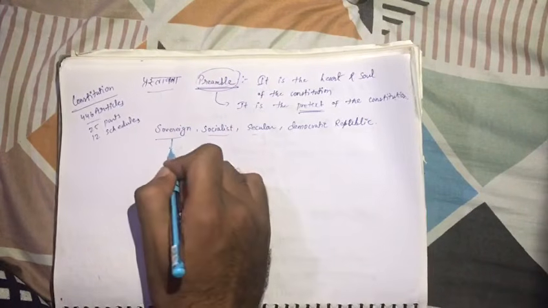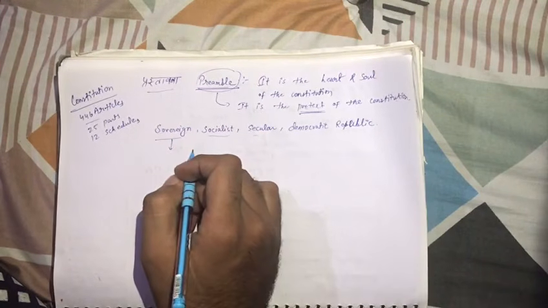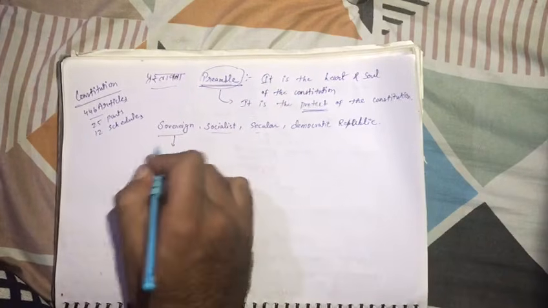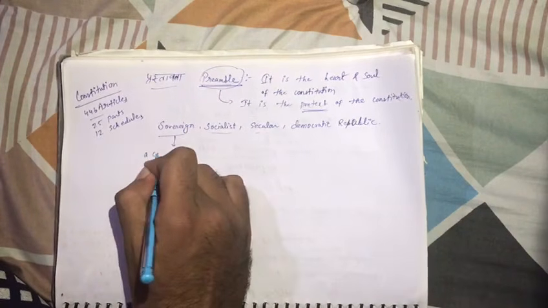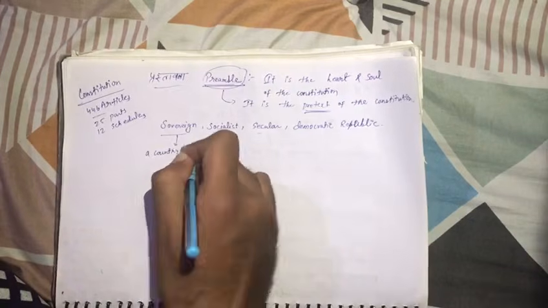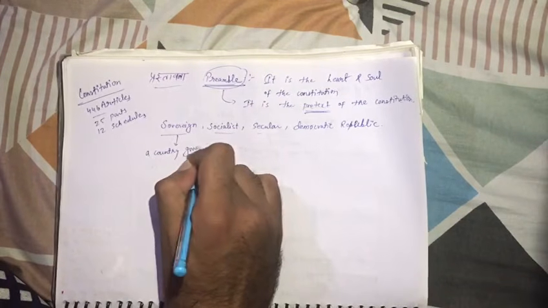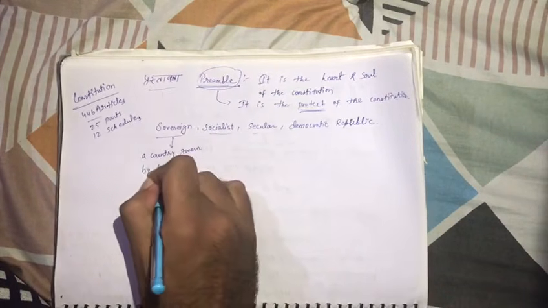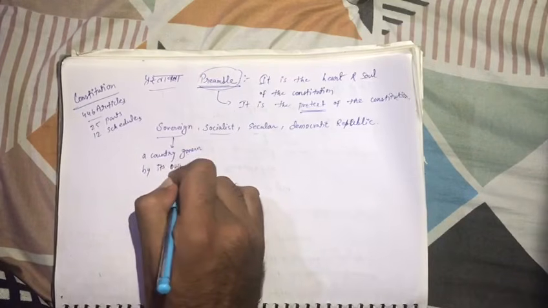So first is sovereign. What is the meaning of sovereign? A country governed by its own rules.